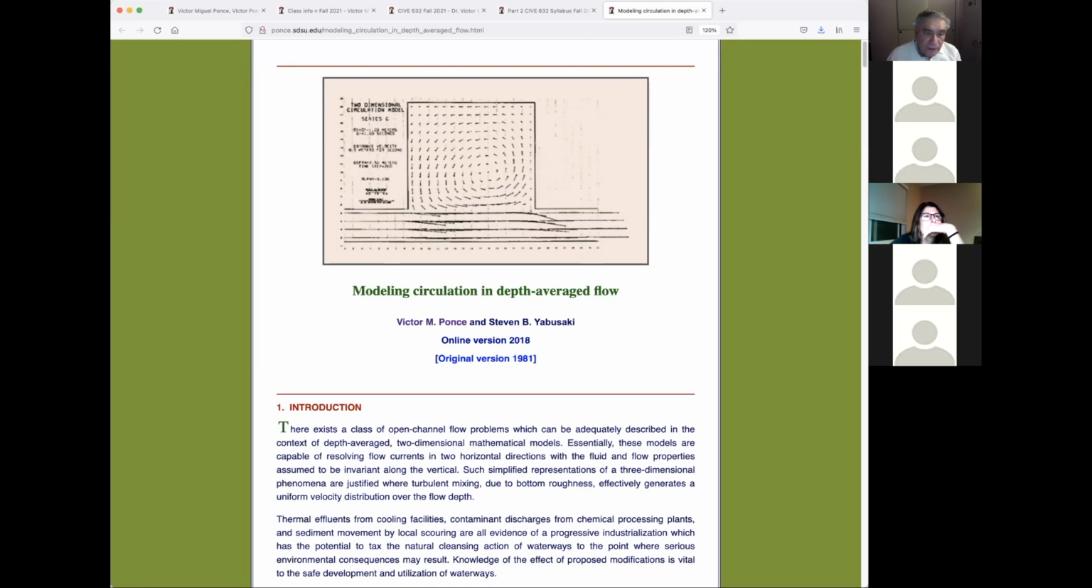So how did this work originate? At the time, my mentor and boss, I guess you could say, because it was a research group, I was young at that point and working under Daryl Simons. And Daryl Simons got this grant to do research on the Mississippi. And one of the topics was to develop a two-dimensional model.